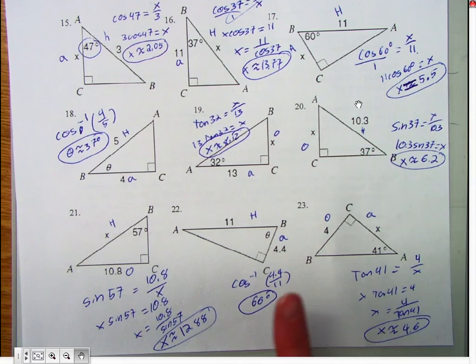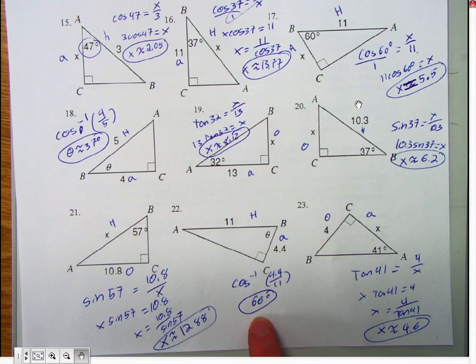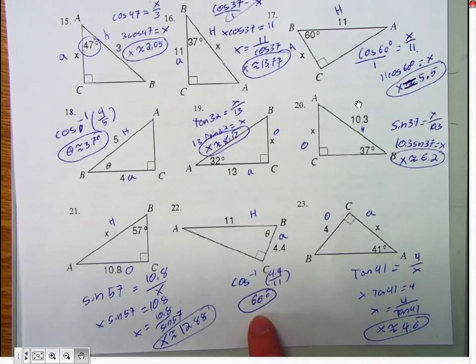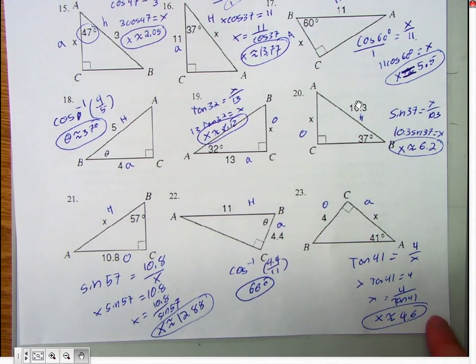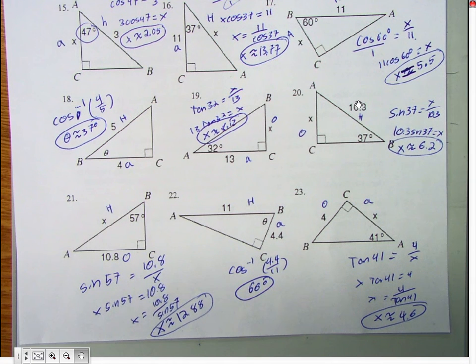Number 22, we got 66 degrees. We used inverse cosine. And number 23, one of the last ones where you had to do the divide thing, we used tangent and got the side length is 4.6.